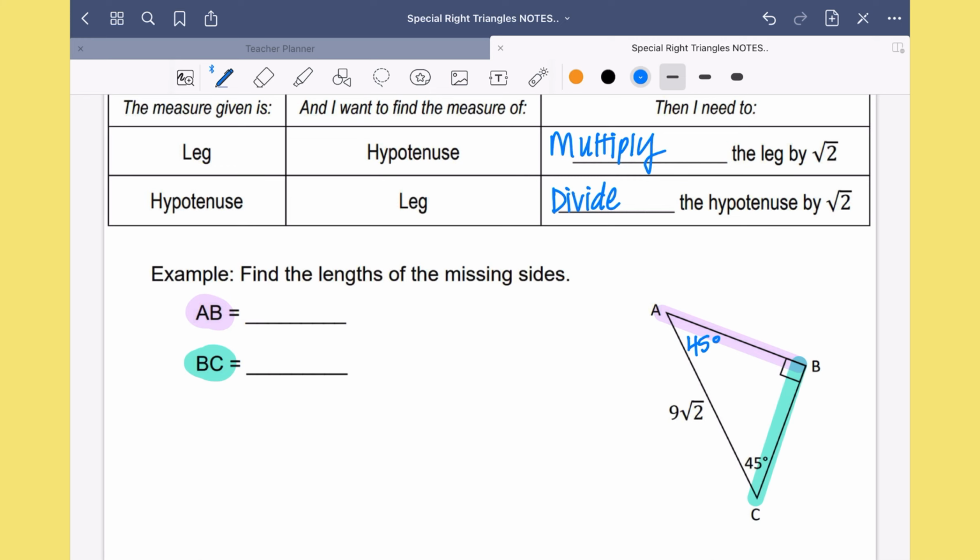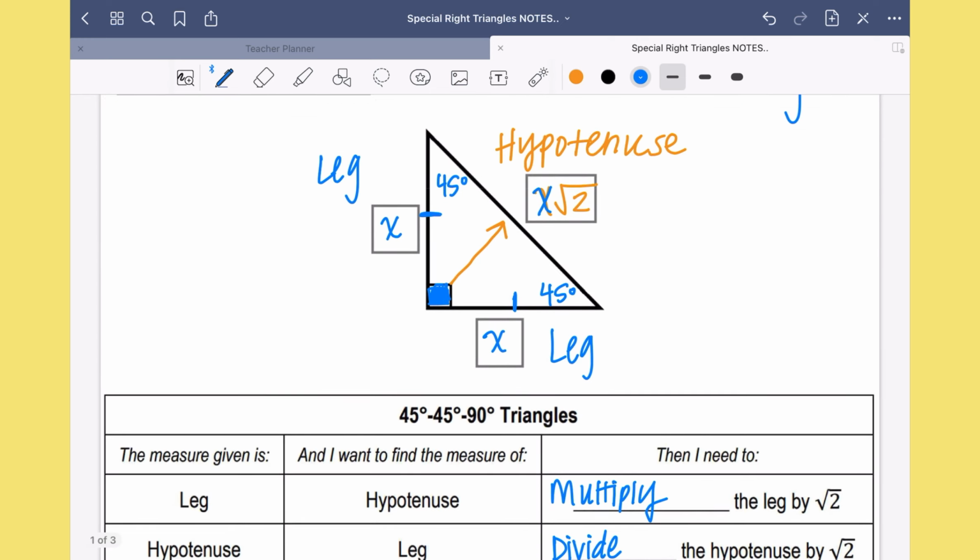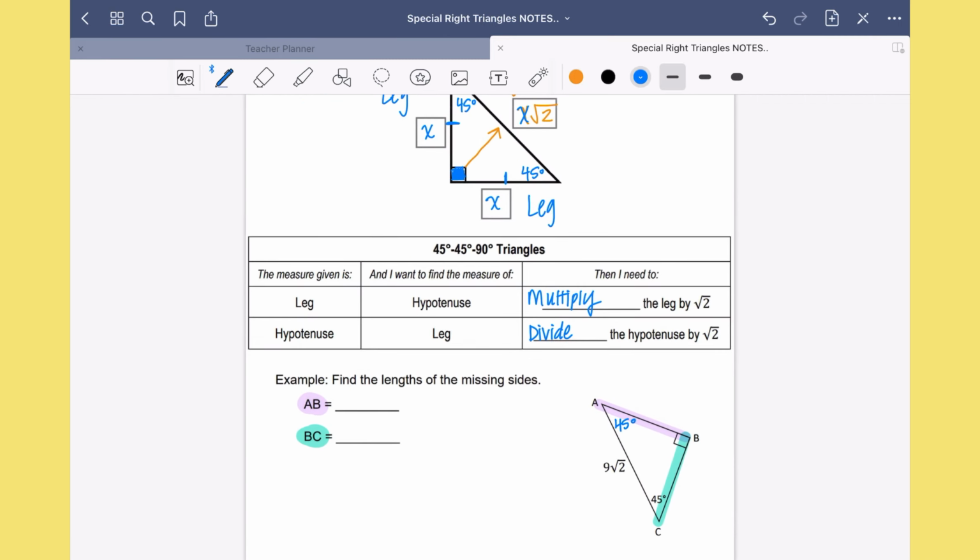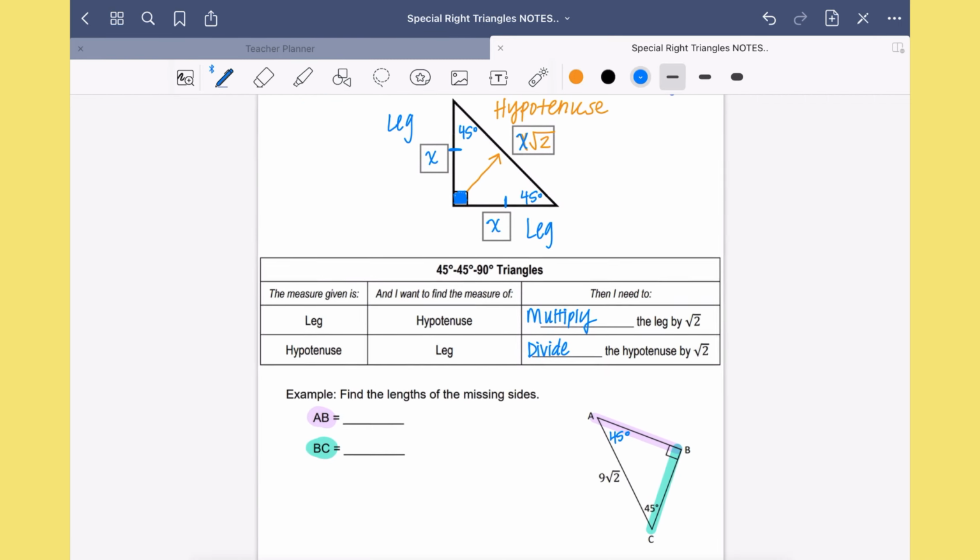So I told you that across the 90 degrees is always your hypotenuse. So across the 90 here is my hypotenuse.